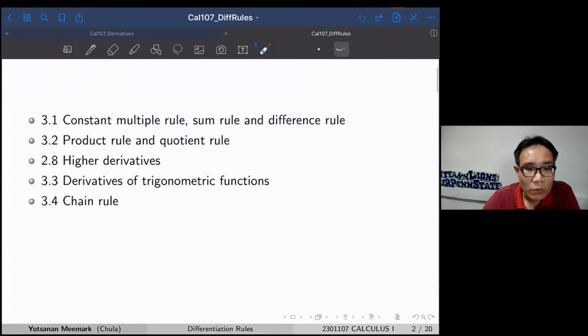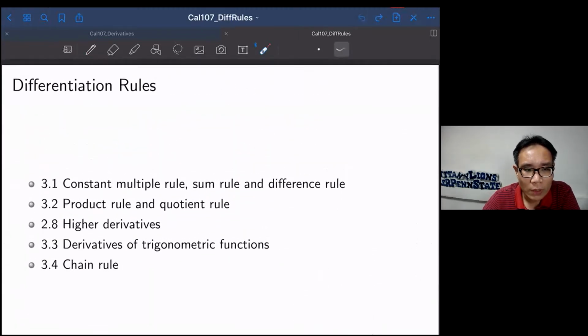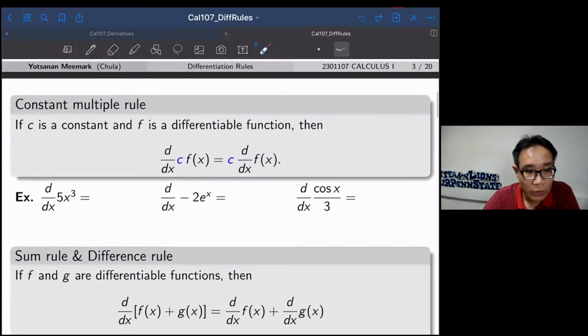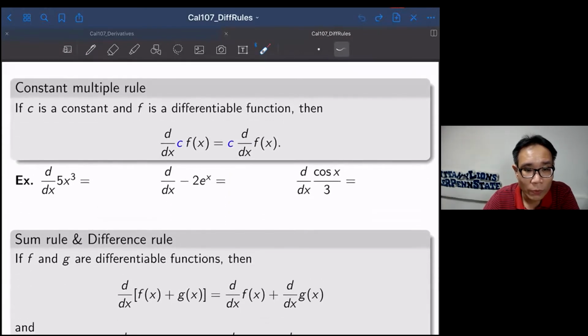So in this lecture we're going to talk about the constant multiple rule, the sum and difference rule, and the product and quotient rule. In the next lecture I'm going to cover the derivative of the trigonometric functions and the chain rule. Today we're going to discuss first the constant multiple rule.